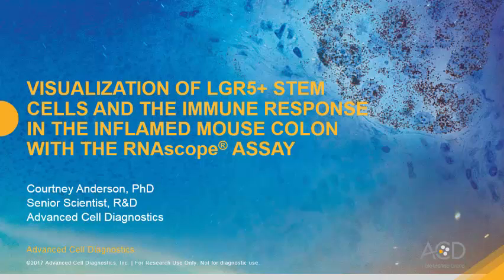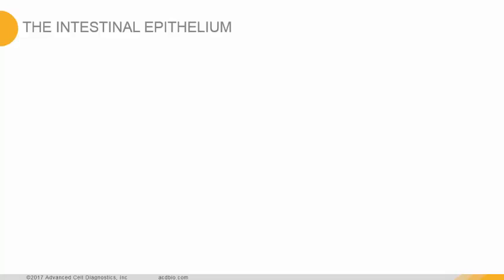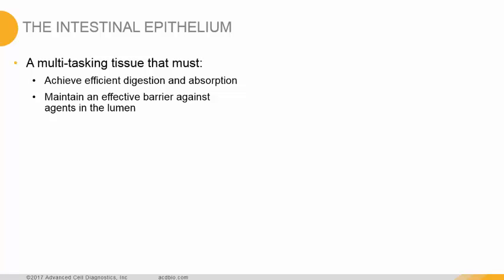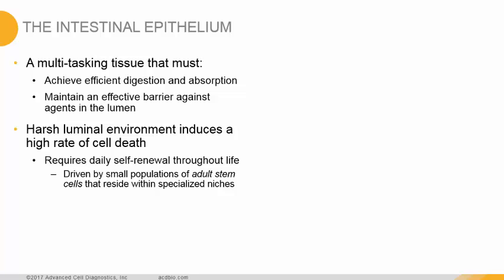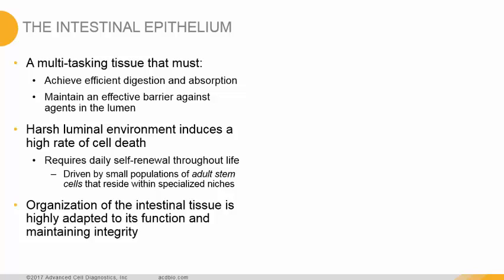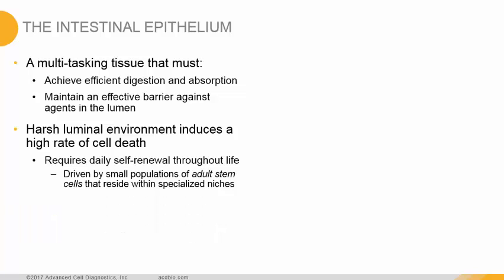using the RNAscope assay. The intestinal epithelium is a multitasking tissue that must achieve efficient digestion and absorption while maintaining an effective barrier against agents in the lumen. The harsh luminal environment of the intestine induces a high rate of cell death, which requires the daily self-renewal of the intestinal epithelium throughout life. This self-renewal is driven by a small population of adult stem cells that reside within specialized niches.